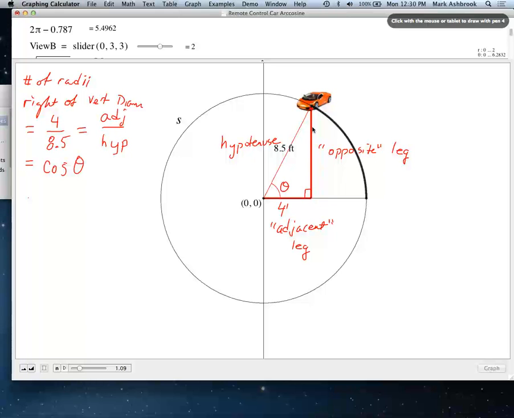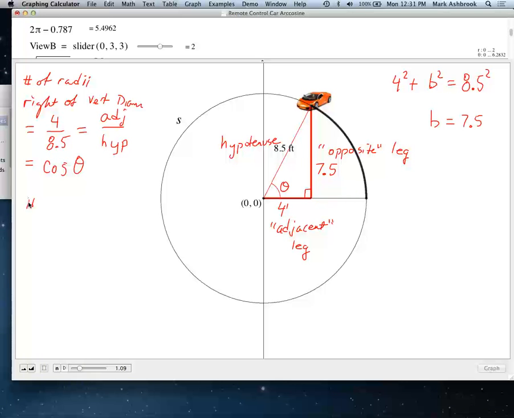Okay, so it turns out that this side, how could you find this side right now? Could you find that side? 7.5. How'd you get it? I use a squared plus b squared equals c squared. Yeah, so we could do 4 squared plus b squared equals 8.5 squared. That's the Pythagorean theorem, and if you solve that out, you get 7.5.